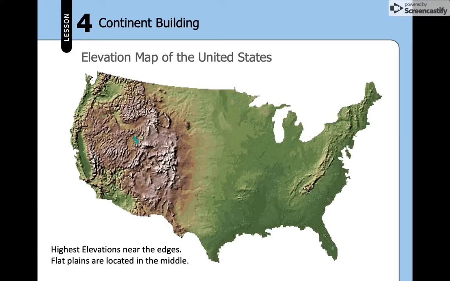and along the western half of the United States, you find the highest elevations with the Rocky Mountain Range and the Great Basin and Range District that we'll talk about later. So you can see that we do find that flat plains are located mostly in the center of the country, with the highest elevations being near the edges.